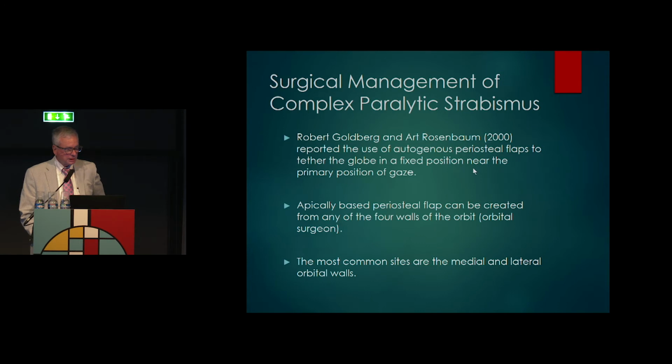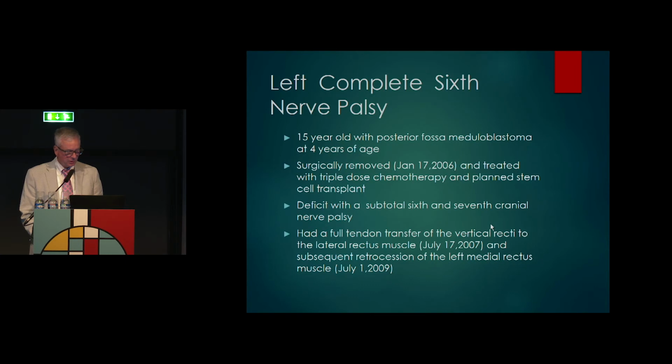Dr. Bob Goldberg, who's an oculoplastic surgeon at UCLA, and Art Rosenbaum, who's a member of our society, presented what I feel is the first really good publication of using autogenous periosteal flaps to tether the globe in position for severe cranial neuropathy. They used apically based periosteal flaps, which, if you read the paper, I don't know how anybody can do that surgery because the flaps are not easy to create. Most common sites were medial and lateral orbital walls.